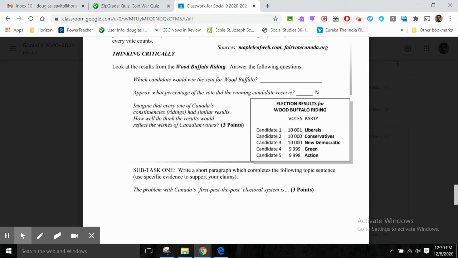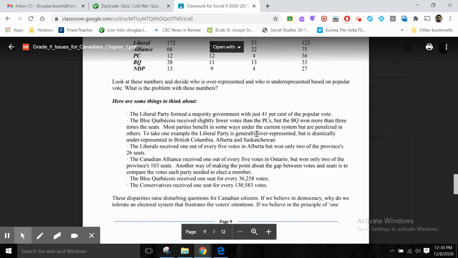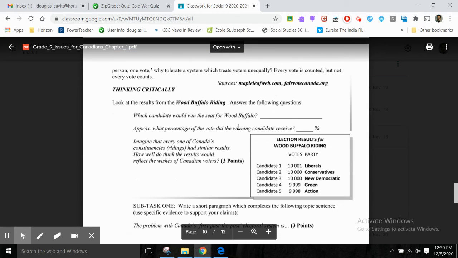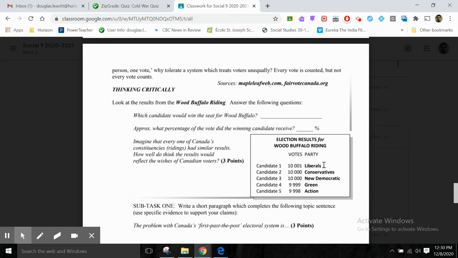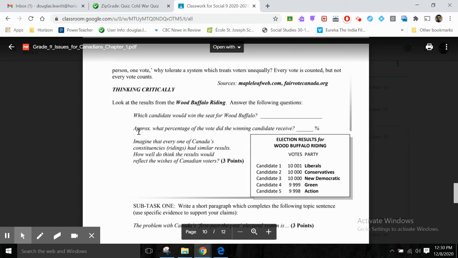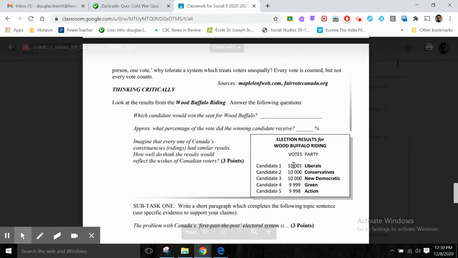The thing I'm trying to make you understand is that it becomes very disproportional, the difference between the number of votes people get versus the number of seats these parties get. So you look at the question: which candidate would win the seat for Wood Buffalo? Well, that would be this person because of winner take all, first past the post. And approximately what percentage? As you can see here, it's approximately 20% plus one vote. So the person is winning with only one fifth of the people supporting them.